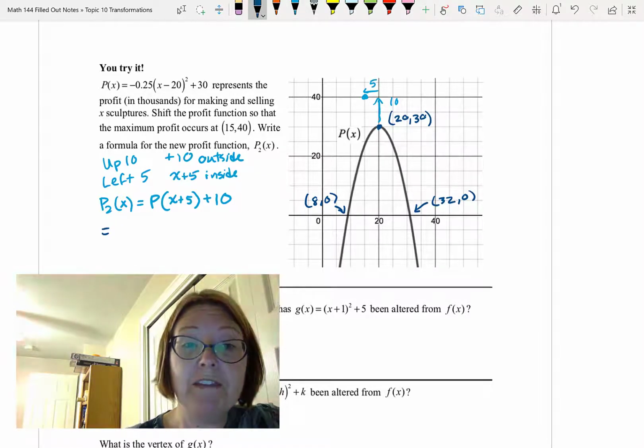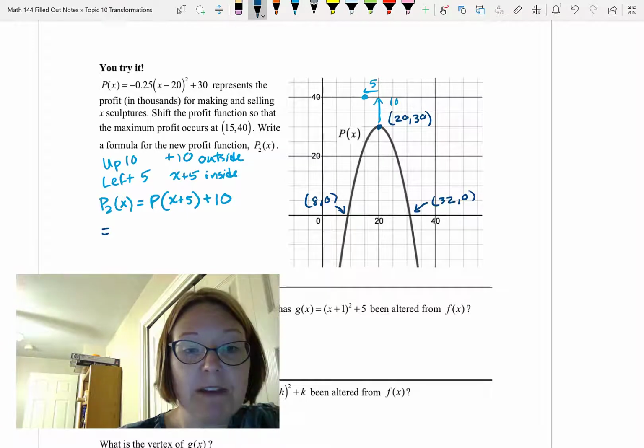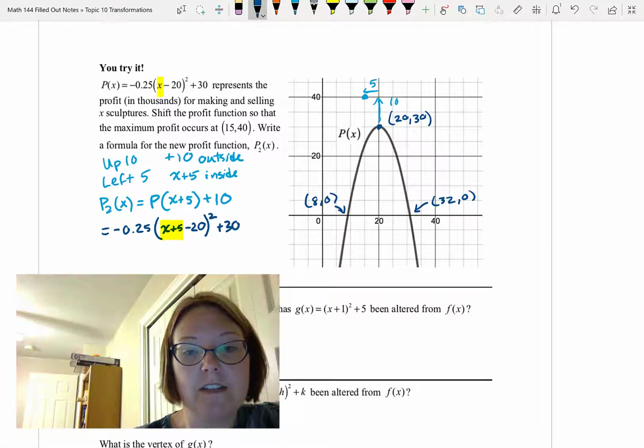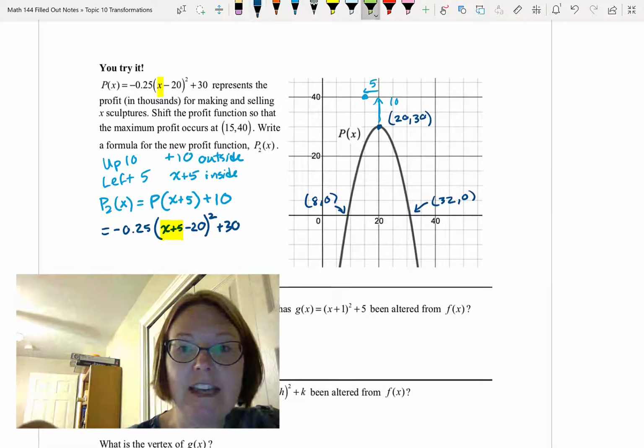Starting with p of x, we're going to replace the x with x plus 5. There's only one x in p of x, but it's inside a parentheses, so it's a little tricky. So we're going to start to rewrite p of x. That's minus 0.25 times parentheses. Instead of x, we're going to write x plus 5. Just going to highlight that so you can see it. And then we have a minus 20. Close the parentheses, squared, plus 30. That all together would be p of x plus 5. And then we do need to add 10 to the end of that.